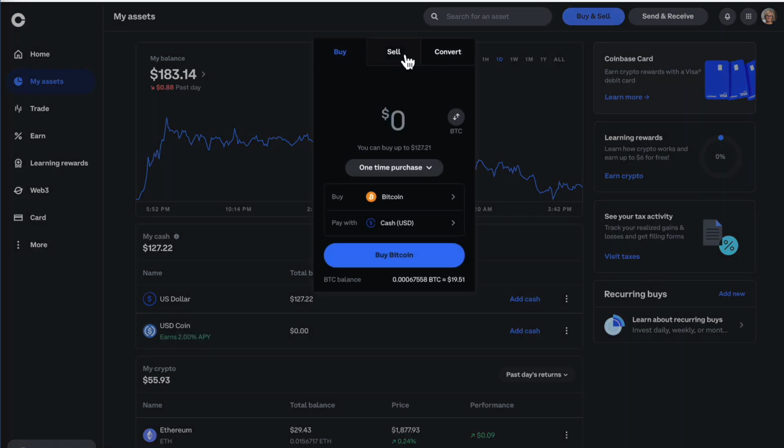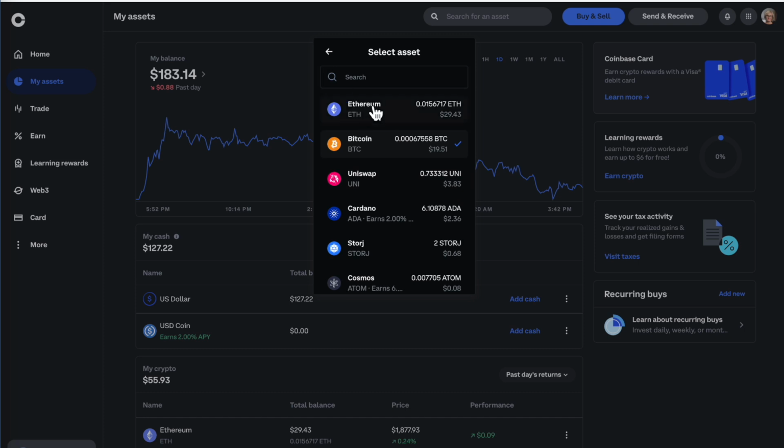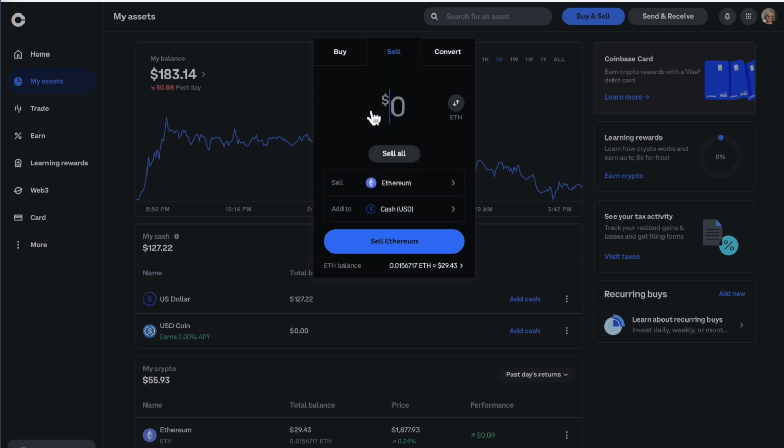Okay, now let's do a sell transaction. I'm going to click from buy to sell, and looking down, it looks like I have $29 worth of Ethereum. So I'll go ahead and sell some of my Ethereum. First I have to toggle to Ethereum. Click on Ethereum. I'm going to sell, let's say, $11 worth of Ethereum. I also have the option of selling all my Ethereum by clicking on this tab. All right, so just to review this, $11 of Ethereum that I'm going to be selling, and then I'm going to add my proceeds to my cash account.